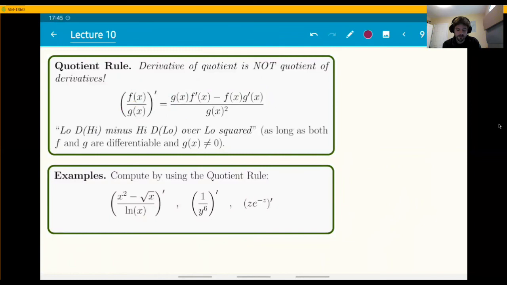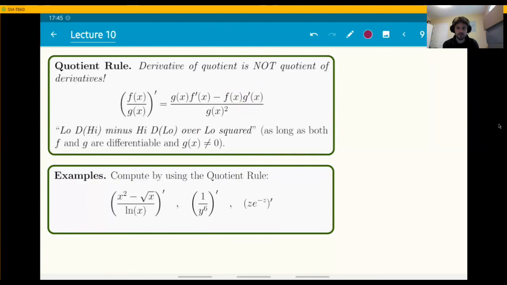If you look in the fraction here, so low d high is this first term here. G times d high, the derivative of the high function, so f prime. High d low is f times the derivative of g. Low squared is g squared. So just try to remember it this way if you want.